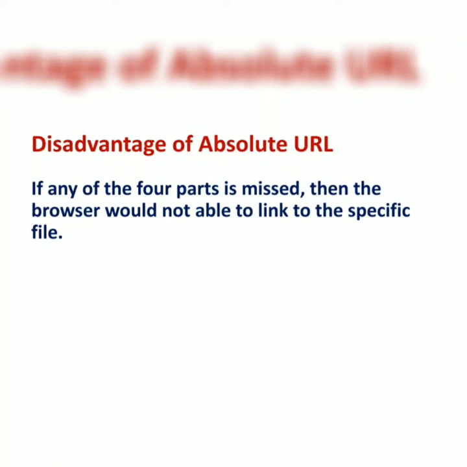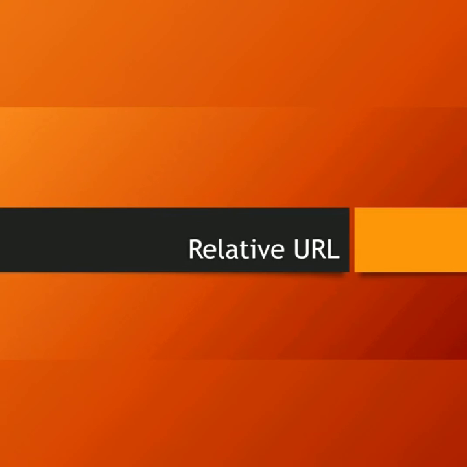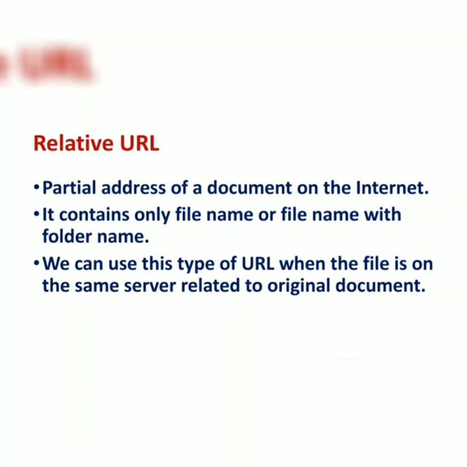Now we'll see the next type of URL, that is the relative URL. A relative URL contains the partial address of a document on the internet. It contains only the file name or the file name with the folder name. We can use this type of URL when the file is on the same server as the original document. For example, when you run an HTML file, you might have noticed that you use some browser to run your files. You might have saved your file in a particular folder. So when you go to a browser, you give your folder name and then specify the file name. That is a best example for a relative URL.